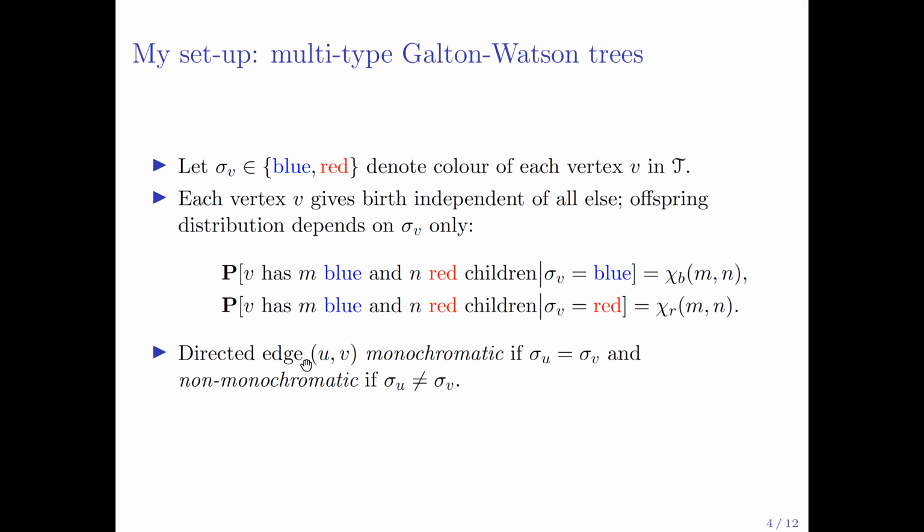Okay, so you say that a directed edge u to v is monochromatic if both the parent u and the child v have the same color, so both blue or both red, or else you say that the edge is non-monochromatic. And here are the variations that I need to incorporate into my games for this particular setup.